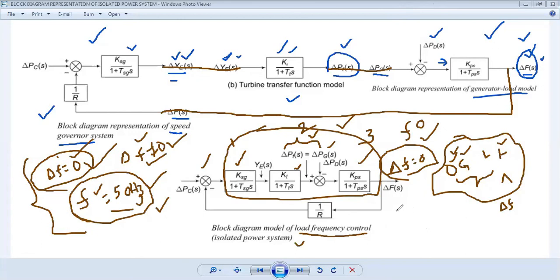Based upon this complete block diagram, we will do the steady state analysis of the load frequency control and the dynamic response of the load frequency control. And if you add the integral controller, how delta F will be made 0. These will be discussed in the coming classes.